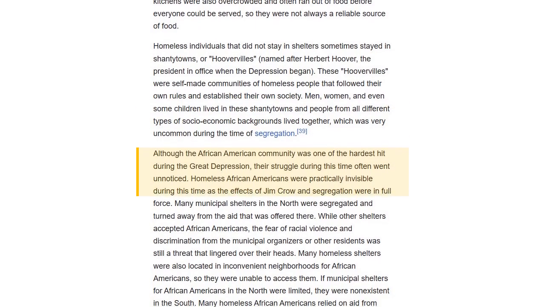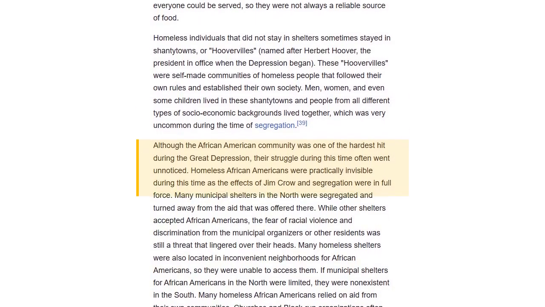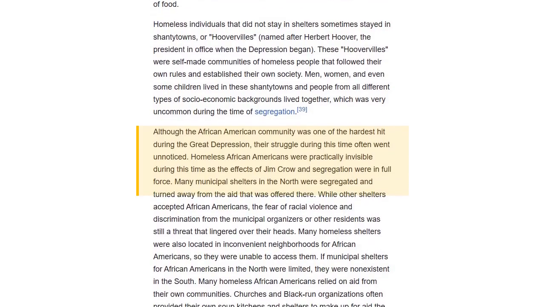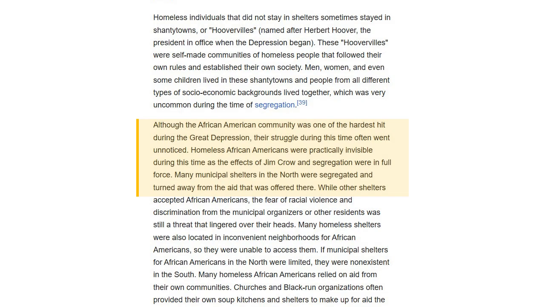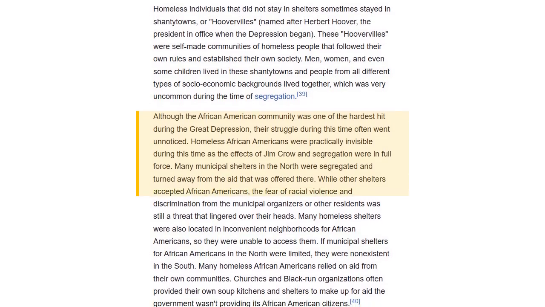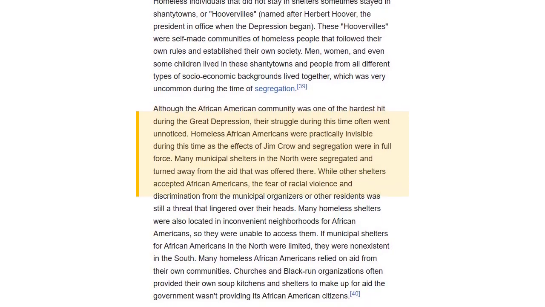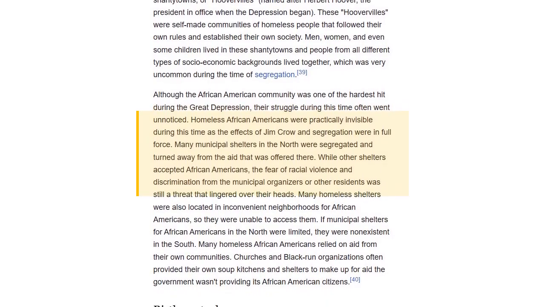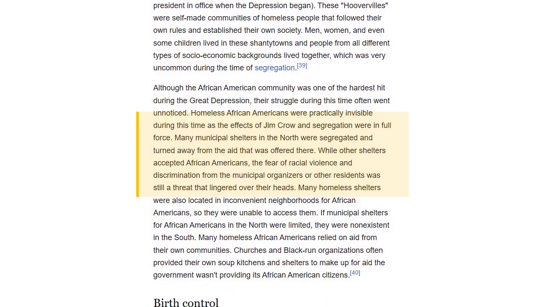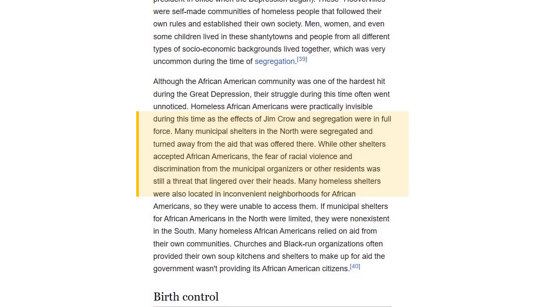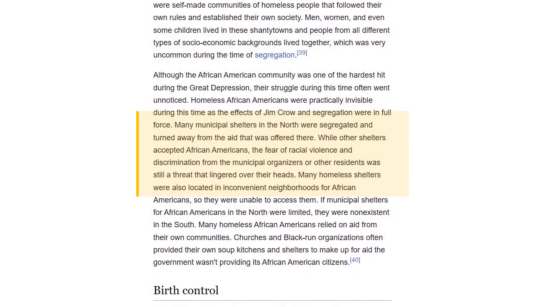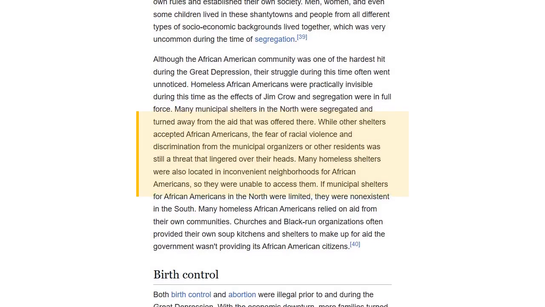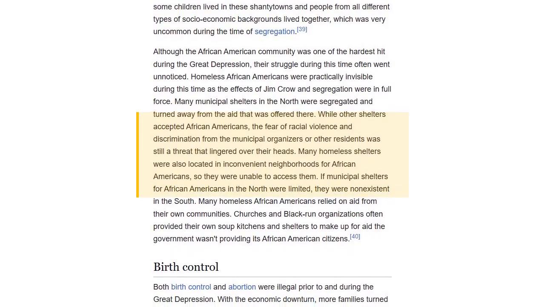Although the African American community was one of the hardest hit during the Great Depression, their struggle during this time often went unnoticed. Homeless African Americans were practically invisible during this time as the effects of Jim Crow and segregation were in full force. Many municipal shelters in the North were segregated and turned away from the aid that was offered there. While other shelters accepted African Americans, the fear of racial violence and discrimination from the municipal organizers or other residents was still a threat that lingered over their heads.